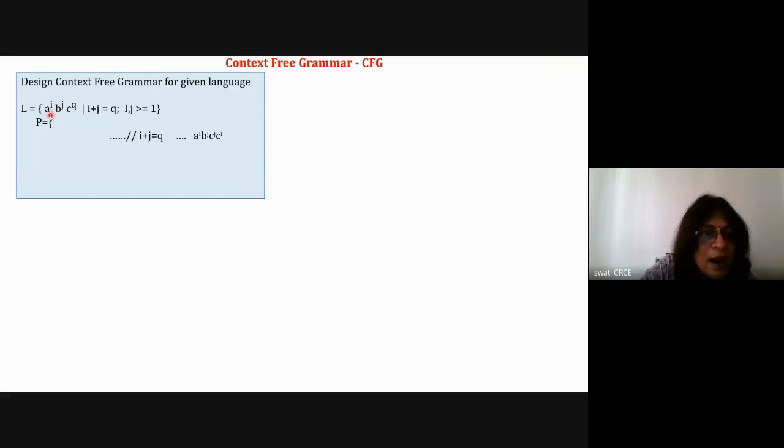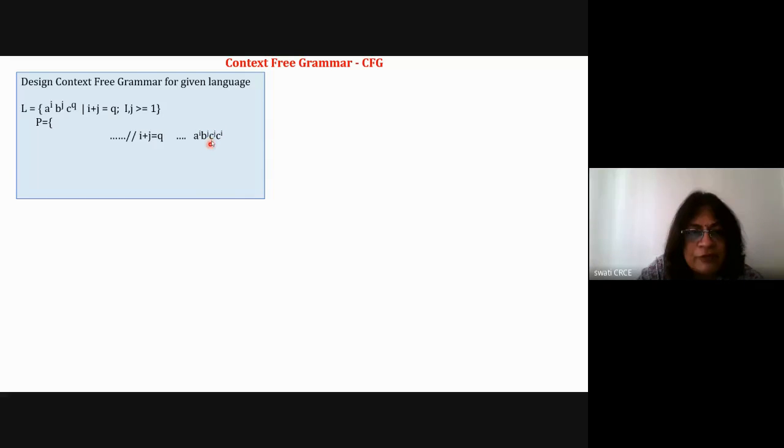If i plus j is equal to q, that means c can be divided into two parts, because c is for q times. So c is divided into two parts: c for j times and c for i times. Because i plus j is equal to q, c raised to q, meaning c for q times, can be rewritten as c for j times and c for i times. So we can rewrite this particular string as a raised to i, b raised to j, c raised to j, and then c raised to i. And I'm not writing i before j because I want to convert my expression into the form a raised to n, b raised to n.